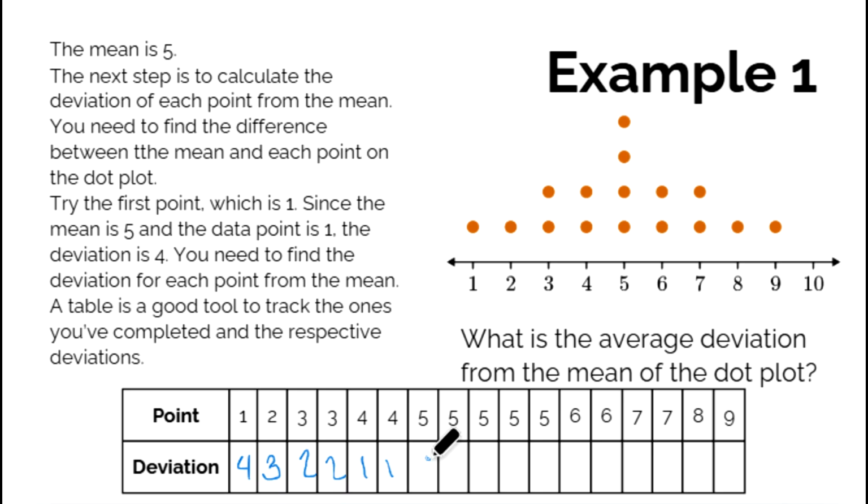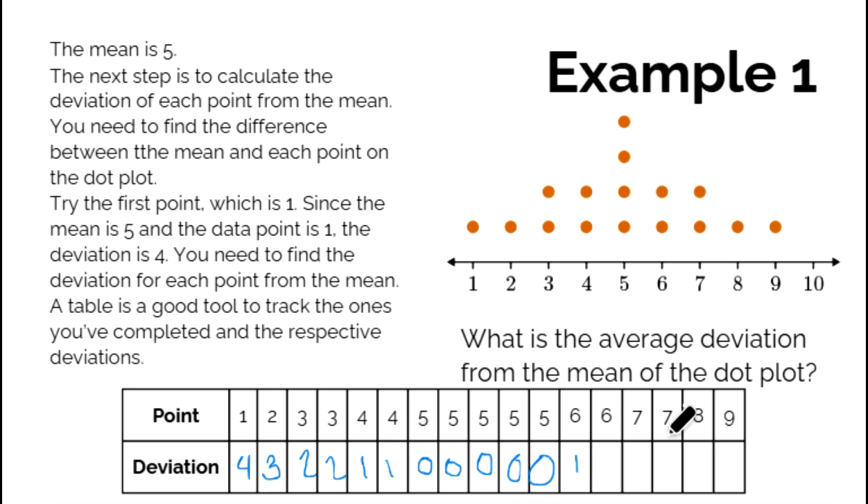Now when we're at 5, there's no deviation. The mean and this point are at the same place, so there's no deviation. Okay, they are at the same location. Now when you get over here, we're not going to deal with any negative numbers. It's just how far away is it, okay? So this is just 1 step away.